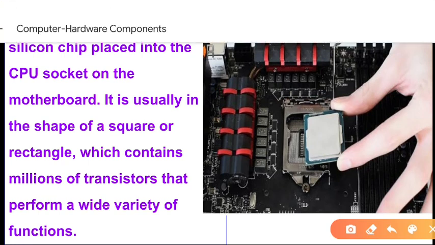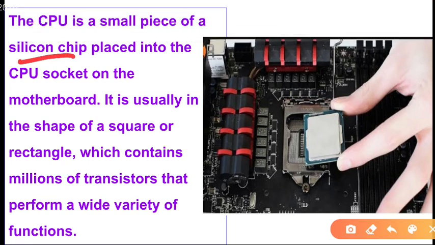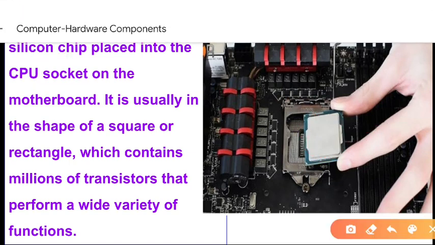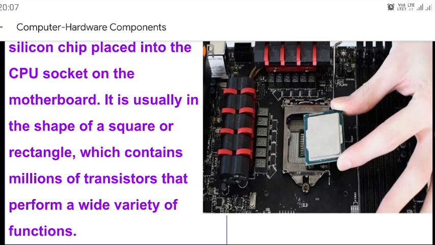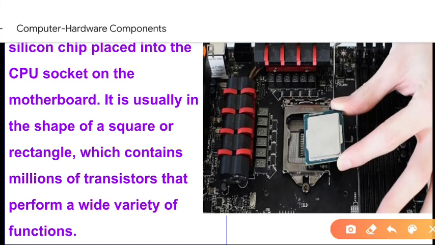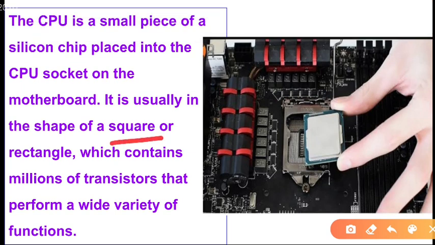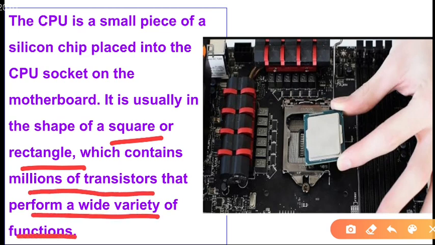Our CPU is made up of a silicon chip, and it is placed inside the CPU socket. Look, this is the CPU, and this person is placing this CPU inside this CPU socket. Can you see this? It is usually in the shape of a square or a rectangle, and it contains millions of transistors that perform a variety of functions. These transistors, students, are the small circuits which are used by the computer to do computation.